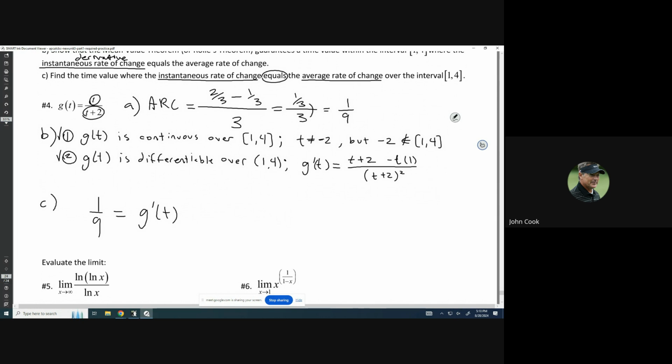And then negative t times 1 is just negative t. I can simplify this a little bit further because I've got a t and a negative t here, so they just cancel out, right? They add to 0. So that means that this is my derivative, 2 over t plus 2 squared.